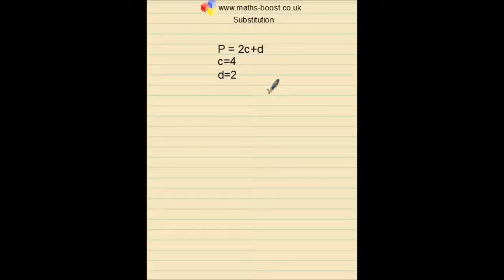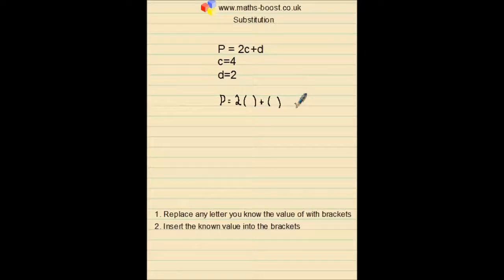So here's an example. Step 1, replace any letter that you know the value of with brackets. So we know the value of C and we know the value of D. Step 2, insert the known values into the bracket. Step 3, evaluate using a calculator if it's a calculator paper, or BIDMAS if it's a non-calculator paper.